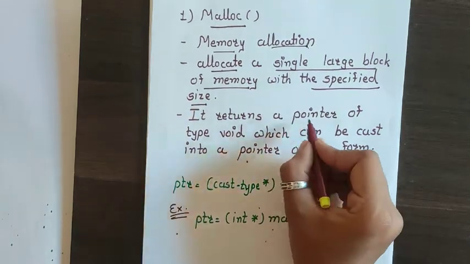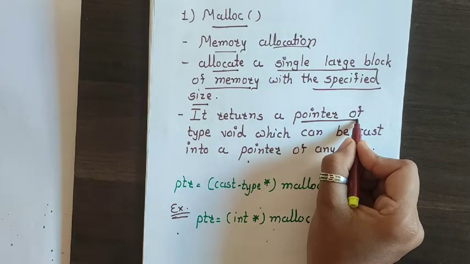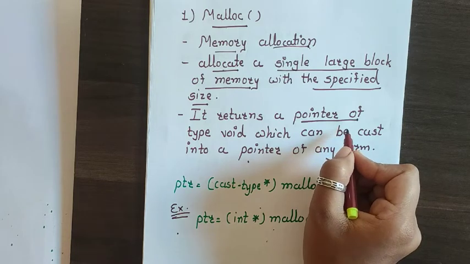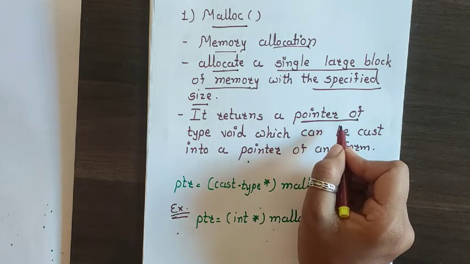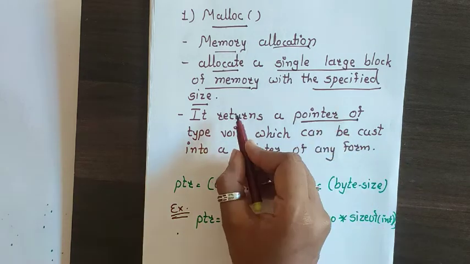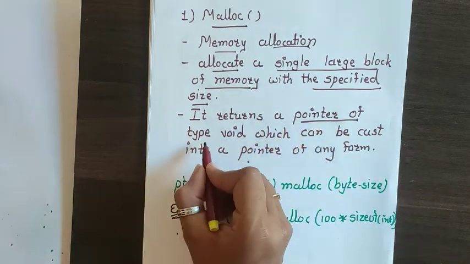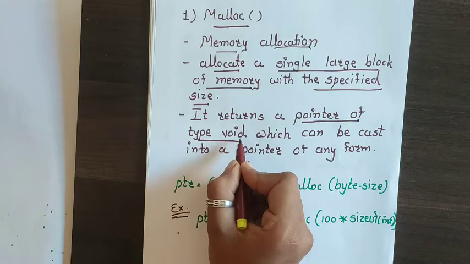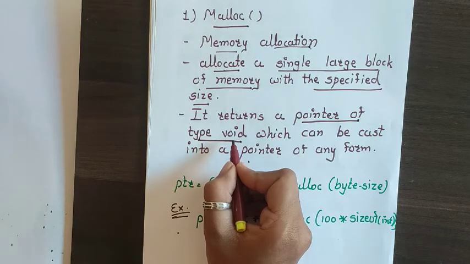And it will return a pointer. What will it return? It will return a location. Location, that means address, right? An address, usually we store an address in a pointer, right? So it returns a pointer of type void. There is no type because it's an address, right?